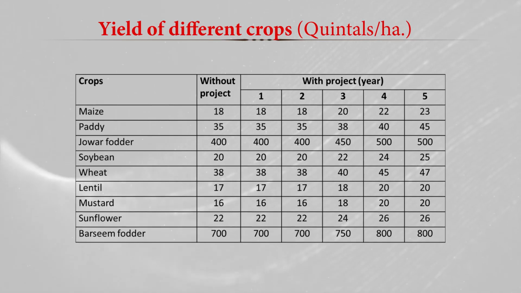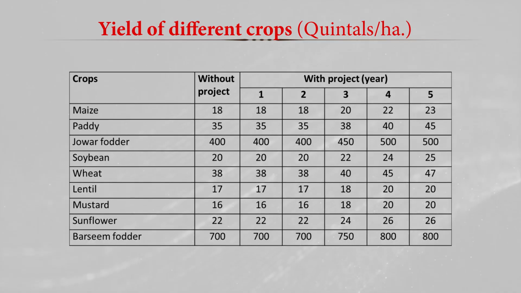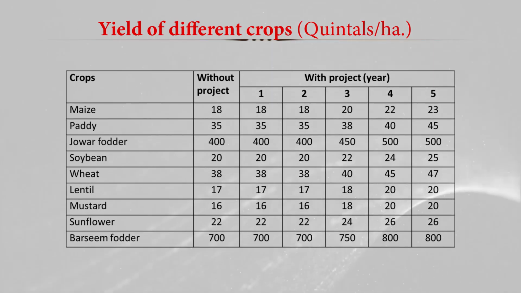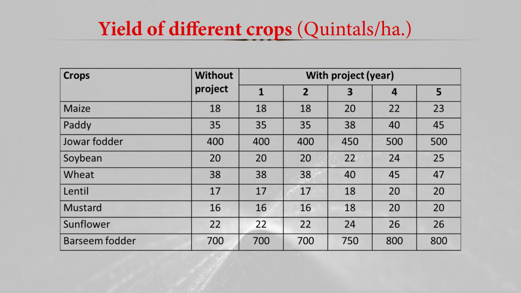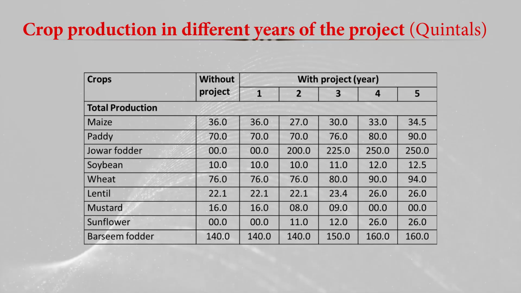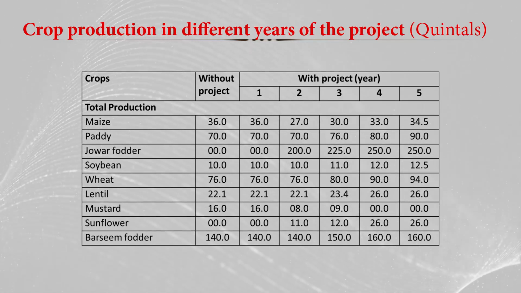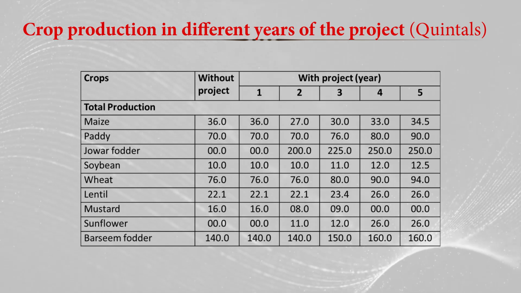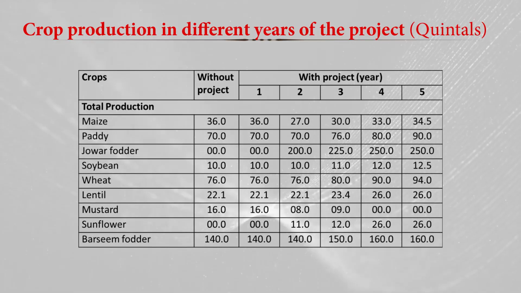Actually, first we have to estimate the yield of the different crops, without the project and with the project. Then we have to estimate the crop production by multiplying the yield with the area under the crops. So we have estimated here the total production without the project and with the project.